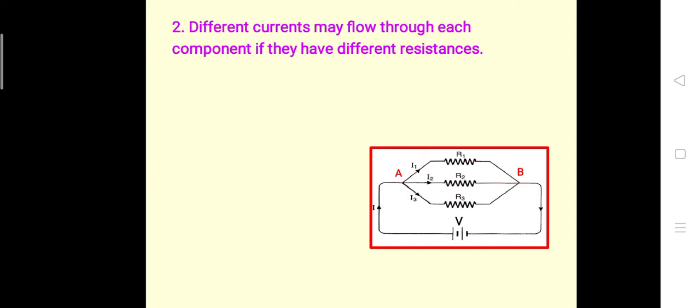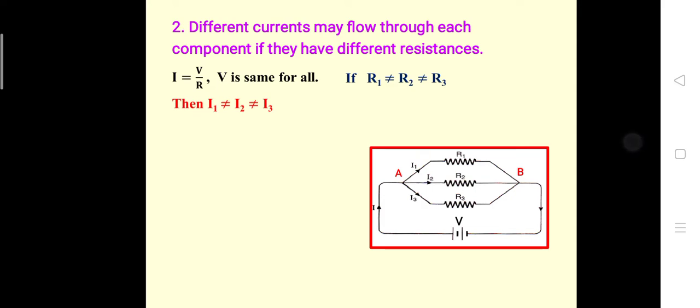Different currents may flow through each component if they have different resistances. We know that I is equal to V upon R, and in parallel combination V is the same for all resistances. If the values of R1, R2 and R3 are different, they are not equal, then I1, I2 and I3 will be different. They will not be equal because I is equal to V upon R. The V is the same for all. The value of current depends upon resistance. If resistance is not equal, then current will be different.